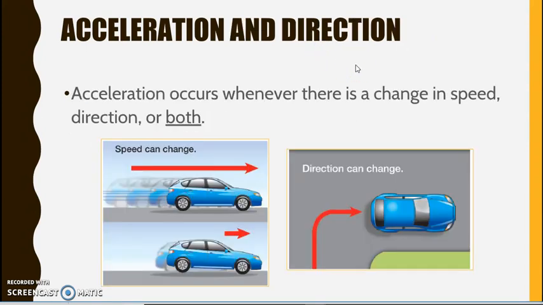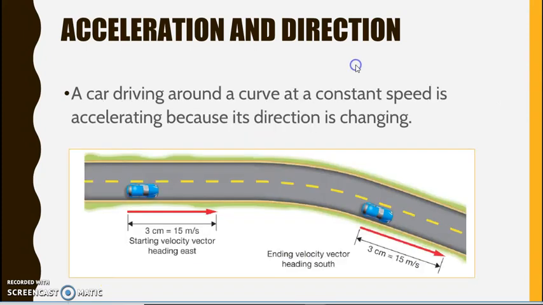This is literally everything I just said. So you can take a second if you want to pause it and look at those pictures. Your speed can change, you can slow down, you can speed up, and your direction can change. That's all acceleration. Same thing here. A car driving around a curve at a constant speed, even if it doesn't put on its brakes, is still accelerating because its direction is changing, so its velocity changed. So, three different slides, all to say the same thing, so I guess it's pretty important.